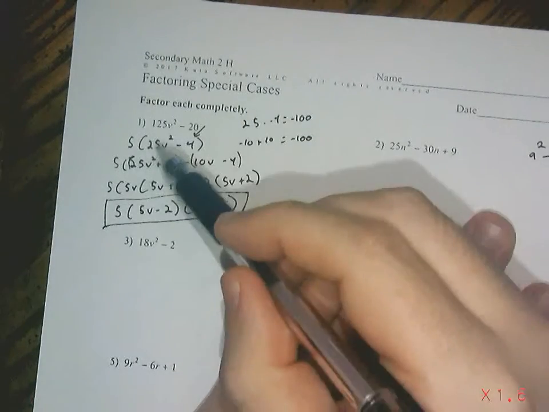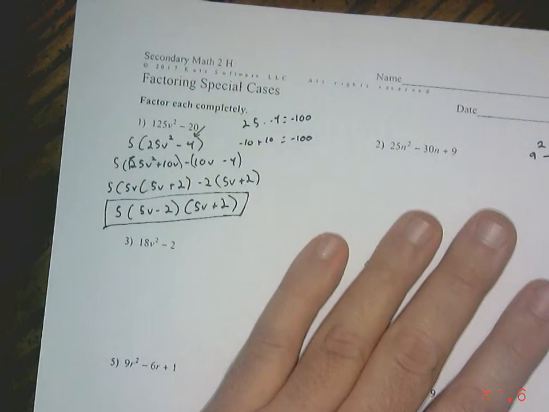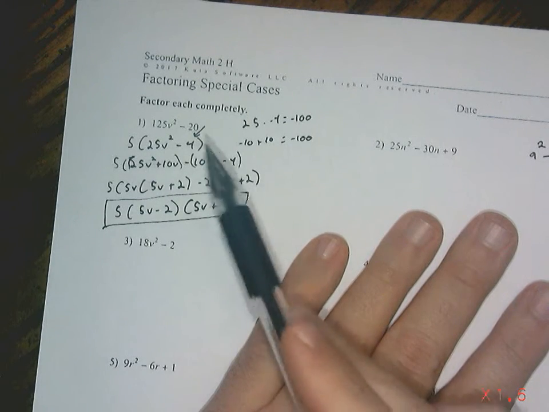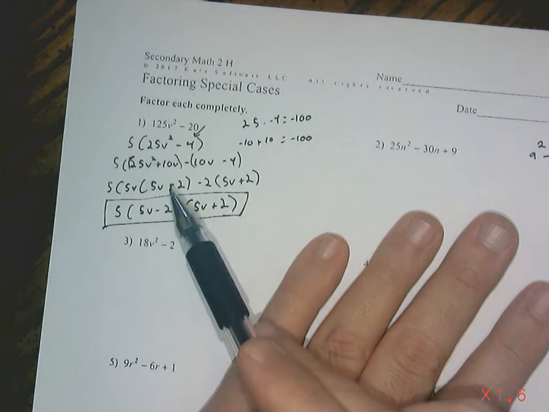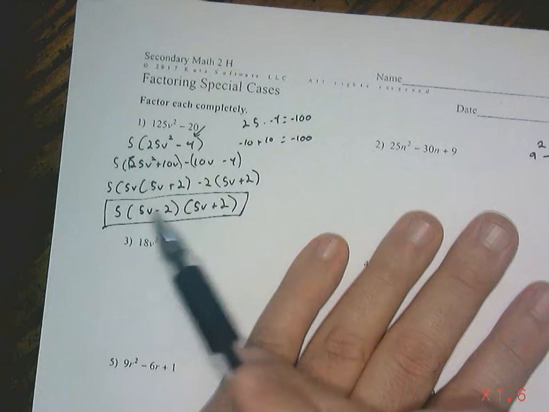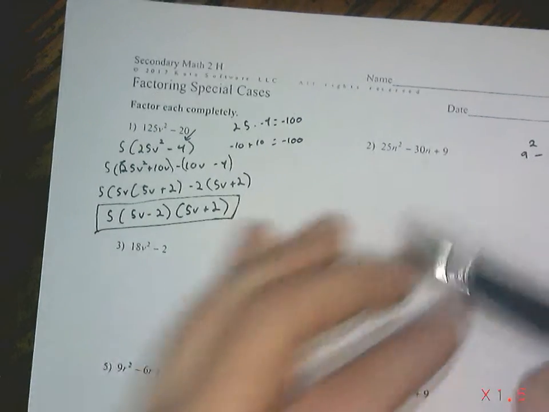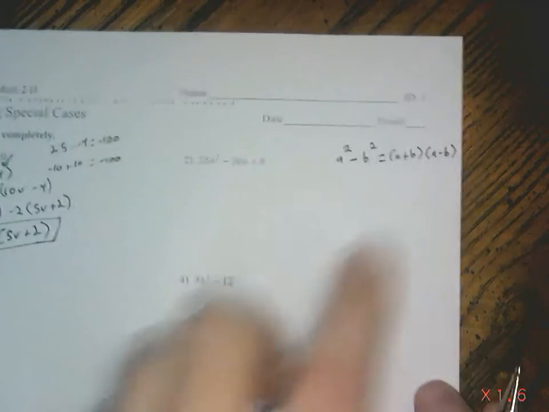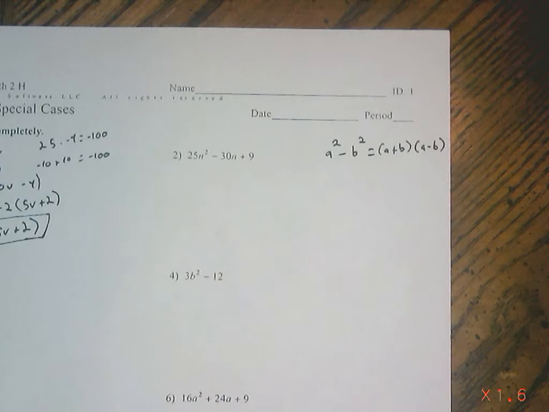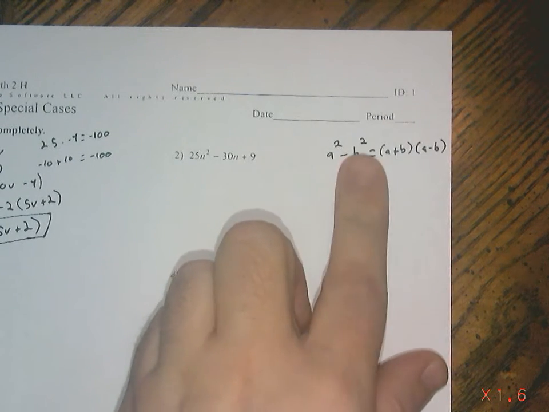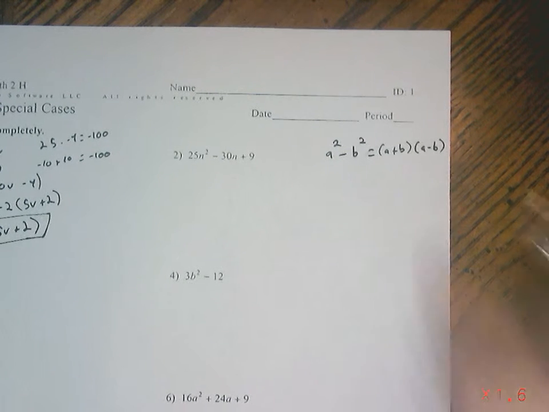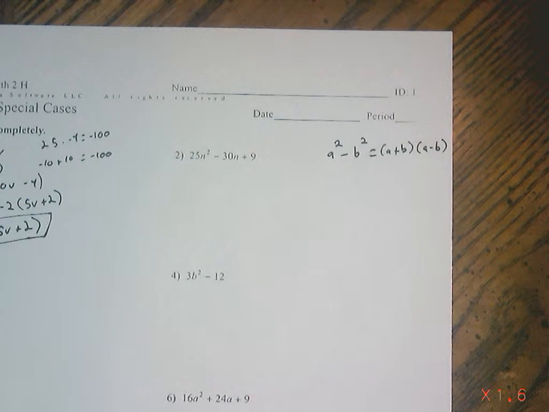Because if I just took the square root of 25v to the second, I would get 5v. If I took the square root of 4, I would get 2, right? And then I have plus and minus those. This would be like a, this would be like b, so a minus b, a plus b. That's what I got right here. So if you see the difference of two squares, you can automatically just say, oh, it's that pattern right there. I know the answer to that. Easy cheesy.